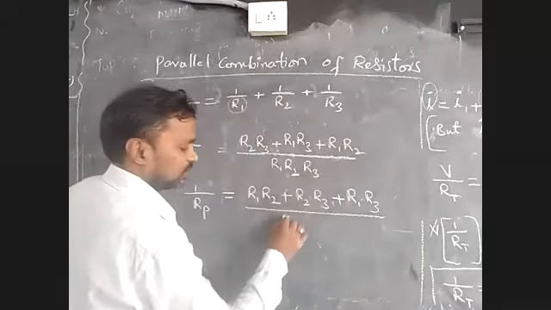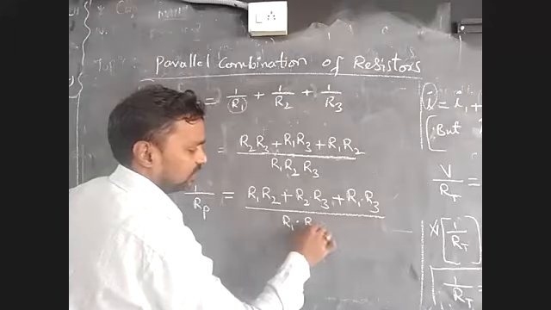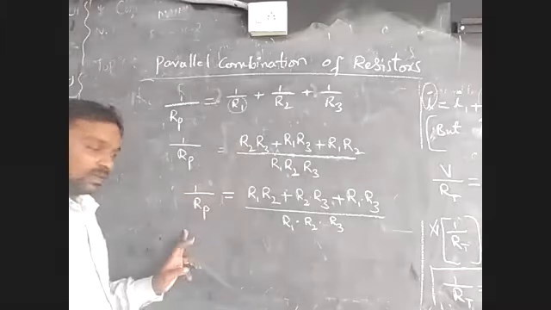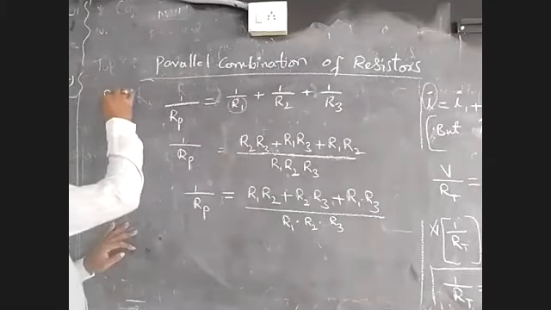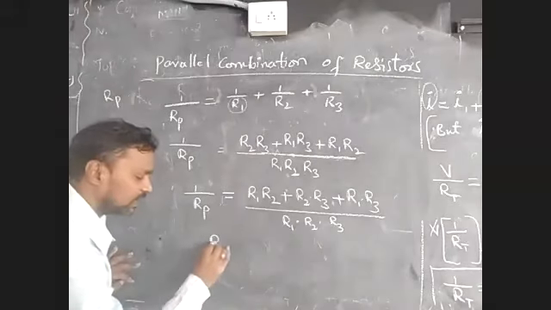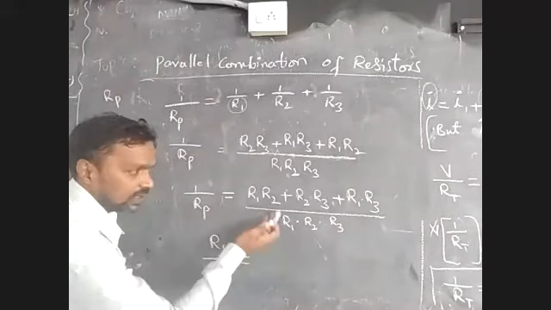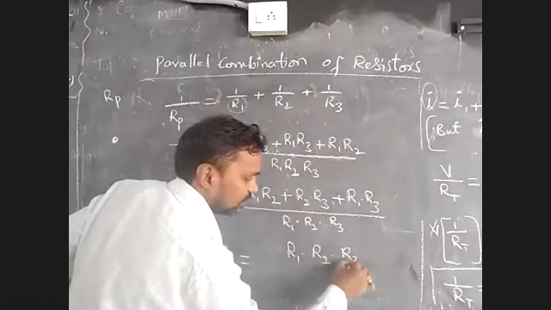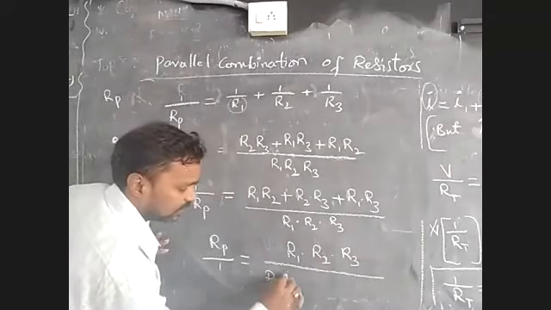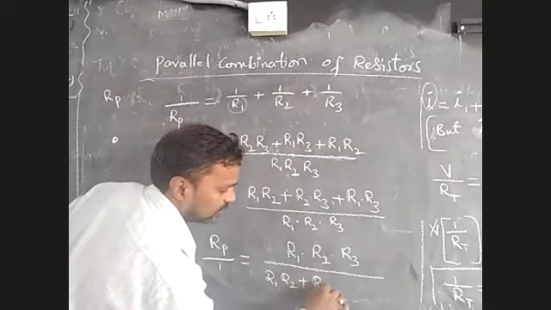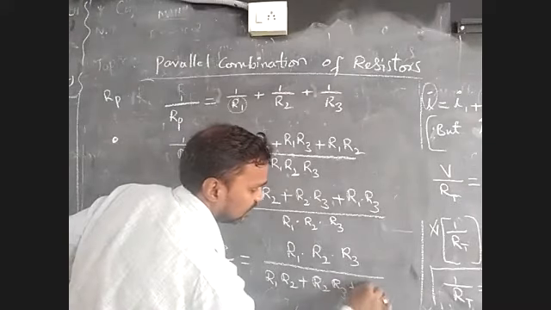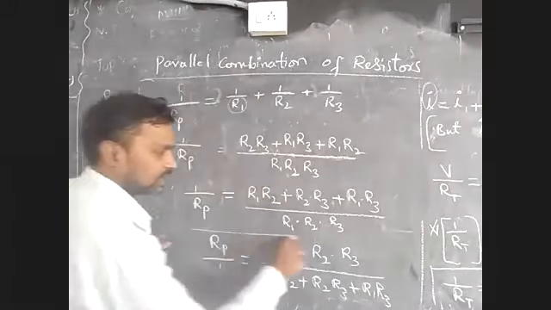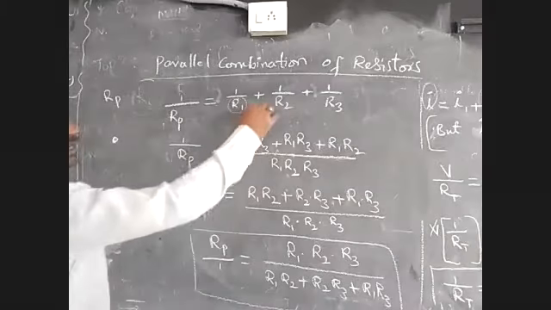R1 into R2 into R3. This is the reciprocal. If you want Rp, that means Rp by 1, so make it reciprocal. Rp by 1 is equal to, this will also be reciprocal. Therefore R1 into R2 into R3 divided by R1 R2 plus R2 R3 plus R1 into R3. This is the simplified version of this.